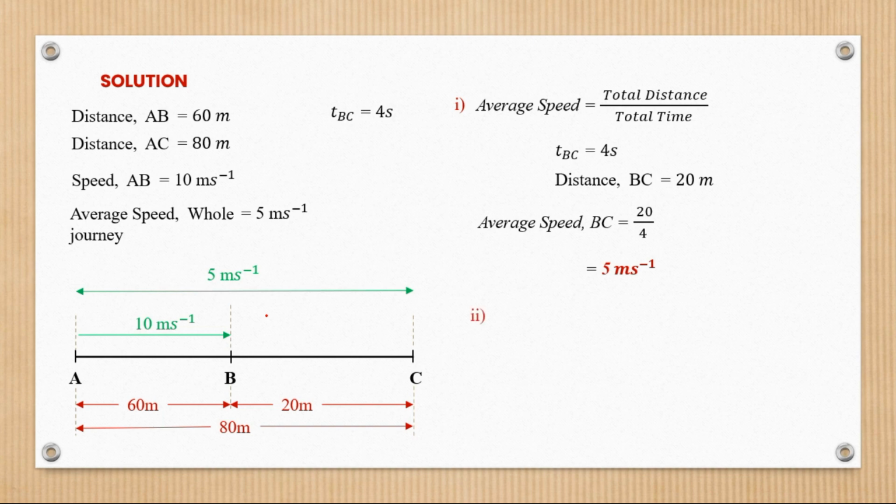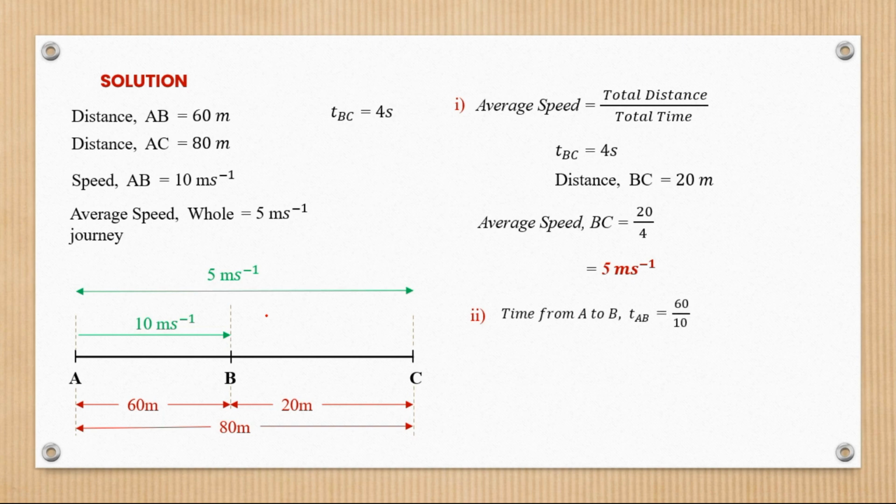And then for part 2, we're being told to find the average speed of the man moving from A to C. So that means we need to know the total distance of A to C, which we already know as 80 meters, and we also need to know the total time taken to move from A to C. But there is a problem here, because we don't know the time he took to move from A to B, so we need to find that somewhere.